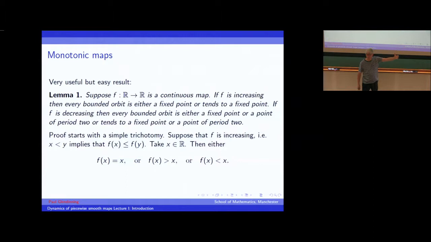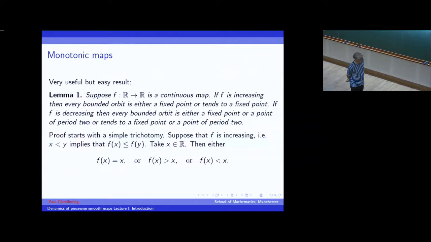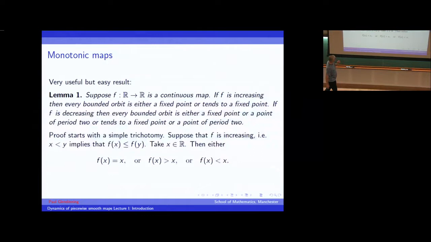That's just life, you know. It's what those inequalities mean. They're exclusive. And so let's look at the first one. Suppose f of x equals x. Well, then that's what I call the fixed point. So the first case, we've got a bounded orbit, and it is a fixed point, which is what the theorem says. Every bounded orbit is either a fixed point or tends to a fixed point.